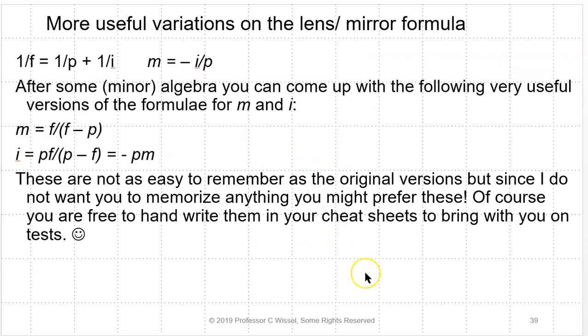Now, there are some useful variations on the lens mirror formula. This is the original equation. You can do some minor algebra on these and come up with some very useful versions of the formulas for M and I. M equals F divided by the quantity F minus P. I equals PF divided by the quantity P minus F, and also equals P times M. Now, these are not easy to remember, but I don't want you memorizing this stuff anyway, so you might prefer these.